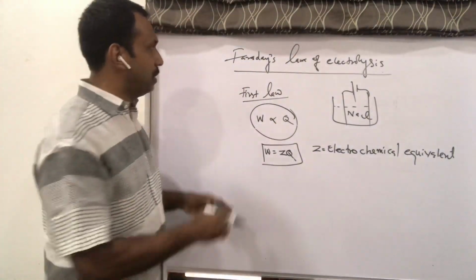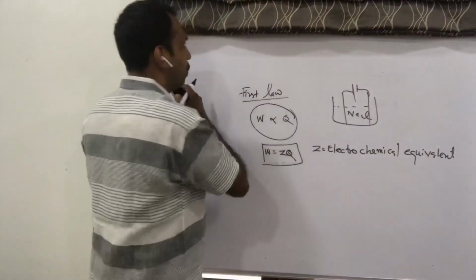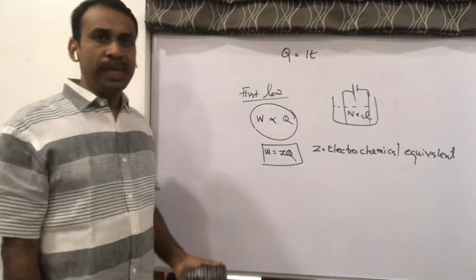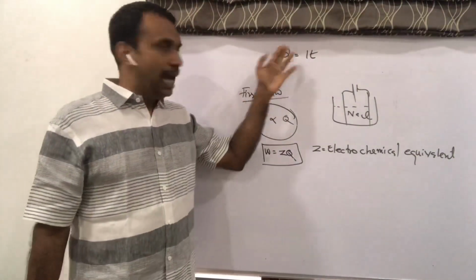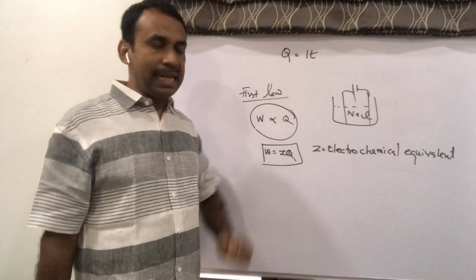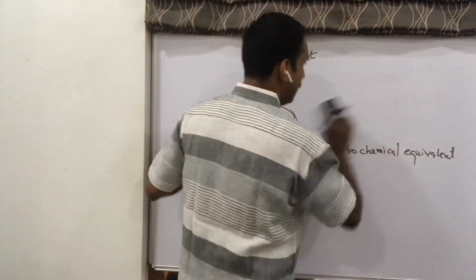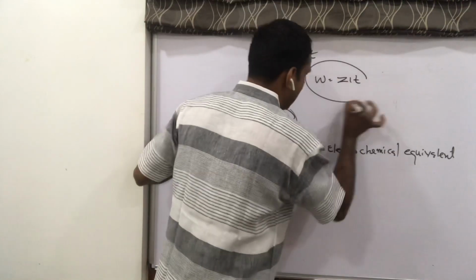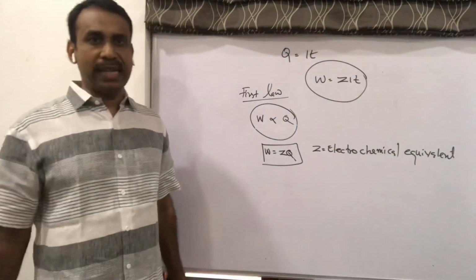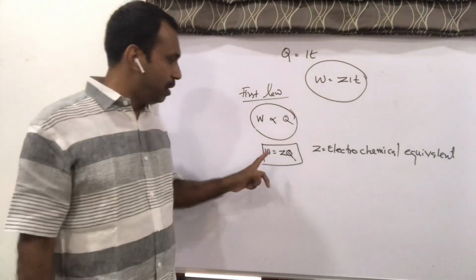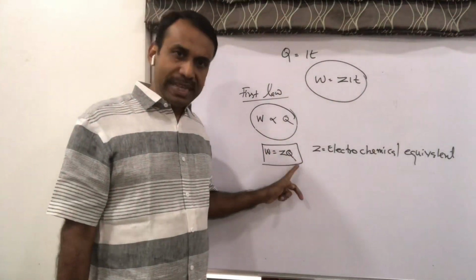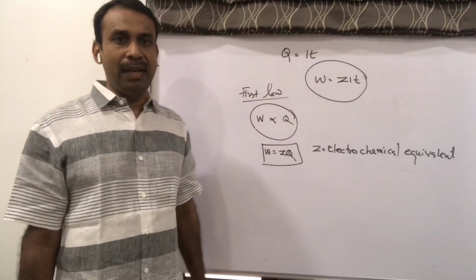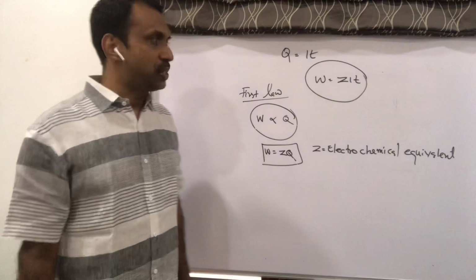Then back to physics. We know Q equal to IT. You have to study this relation in physics. Q equal to IT: Q means charge, I means current, T means time. So the first law can be written as W equal to ZIT. We get the second formula. There are two expressions, remember: one W equal to ZQ, another W equal to ZIT. It's the mathematical expression of Faraday's first law.